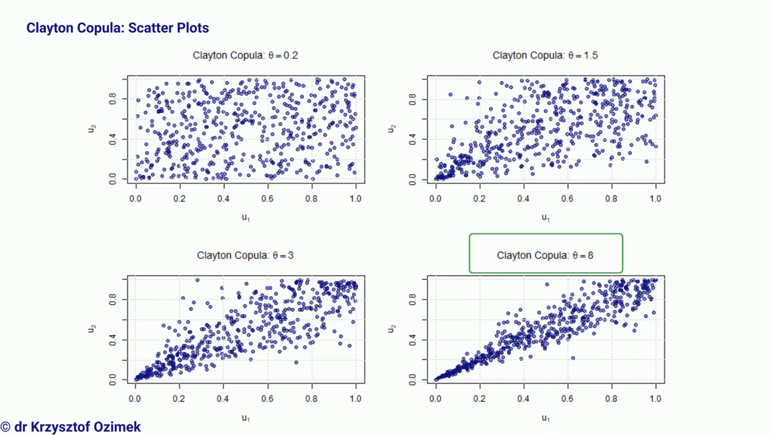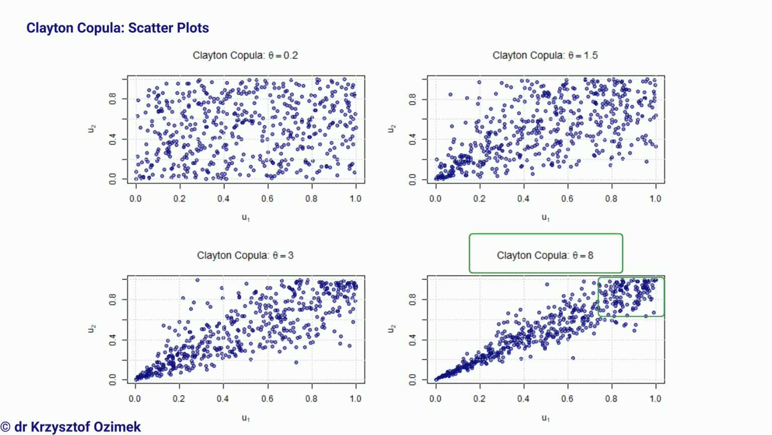Finally, when theta reaches 8, the correlation between u1 and u2 in the lower tails becomes very strong. The relationship between x1 and x2, specifically in the lower tails where these random variables take on their lowest values, becomes highly evident. In the lower left corner of the scatter plot, the points cluster together and overlap significantly. This indicates a very strong correlation.